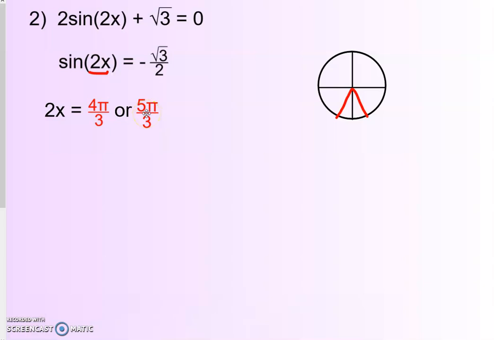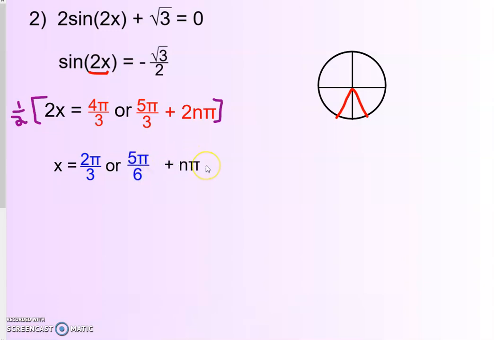Now, even though I'm solving over the interval 0 to 2 pi, I need to tack this on because I haven't solved for x. So now I can solve for x. Maybe I divide both sides by 2, or probably easier to multiply both sides by a half. And when I do that, we get that x is 2 pi thirds, or 5 pi sixths, plus n pi.